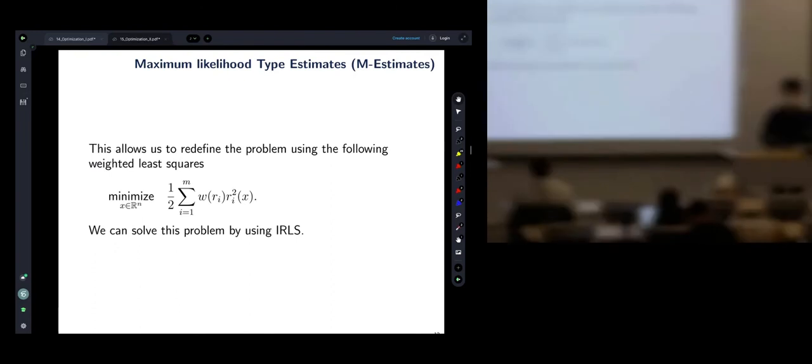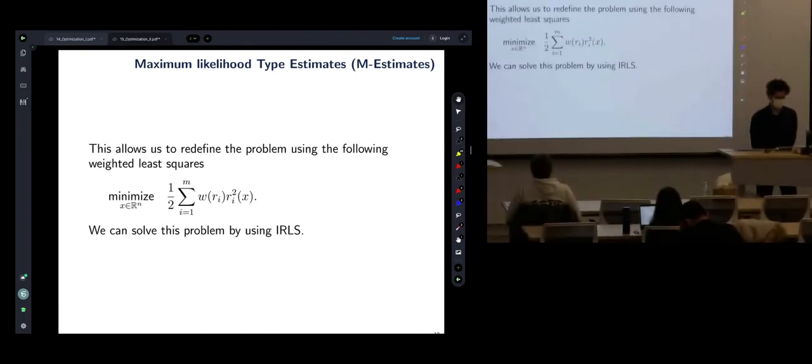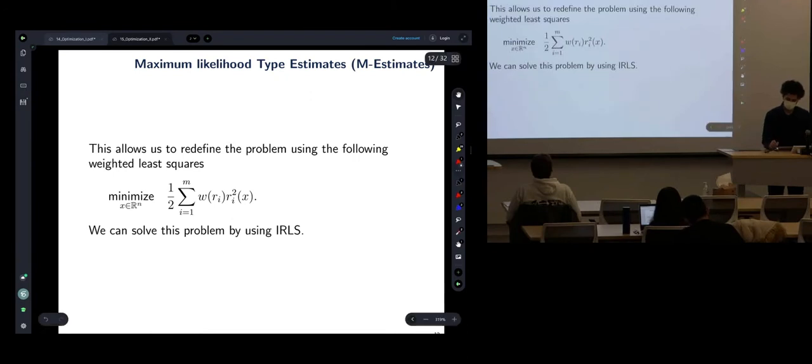So the new problem of M estimation ends up being a weighted least squares problem. The weights are not constant, but we can use an IRLS solver to get a solution. So this is a new class of problem. It's a robust least squares. And we also learned a way to solve it, which is called IRLS.